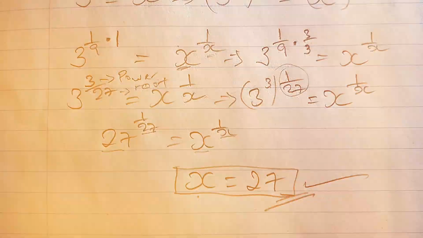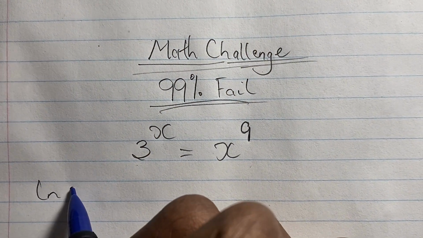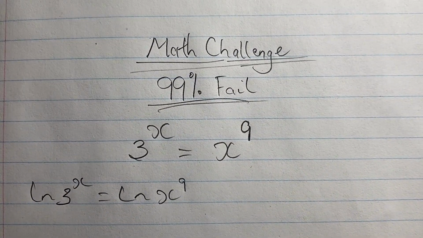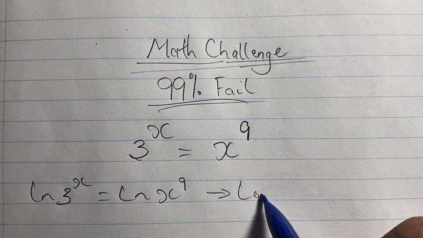Stay tuned with me as we'll be diving into the second solution for x, where we'll be using a high-level function to solve our equation. And we start by taking the natural log of both sides of this equation, so we'd have ln 3 to the power of x equals ln x to the power of 9.